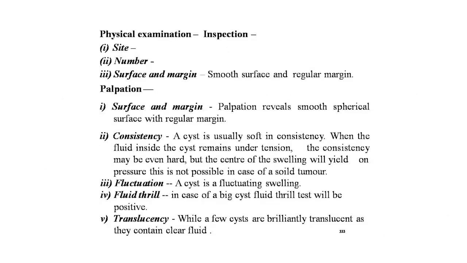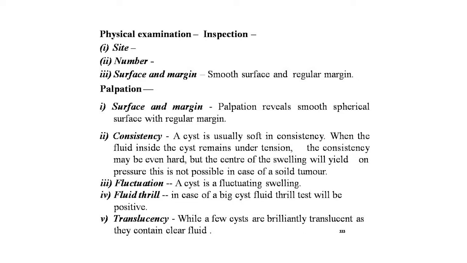Now the physical examination of the cyst is important. First is the inspection. Site is highly important, as a dermoid cyst is often diagnosed by the site alone. Certain congenital cysts are also diagnosed easily by the site alone. The next point in the inspection is the number, which is also important, as multiple cysts are characteristically seen in the sebaceous cyst. And the third point is the surface and margin. The smooth surface and regular margins are characteristic features of the cyst.